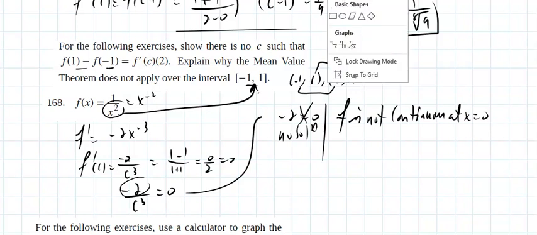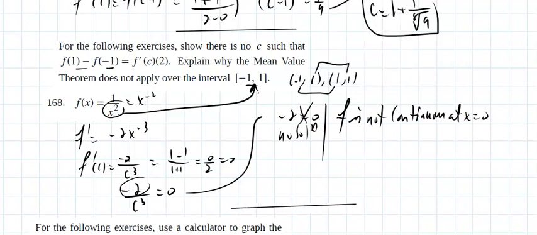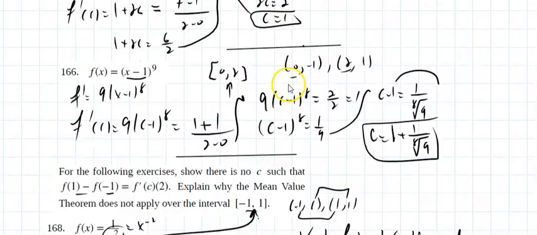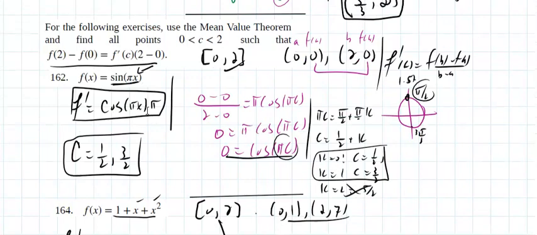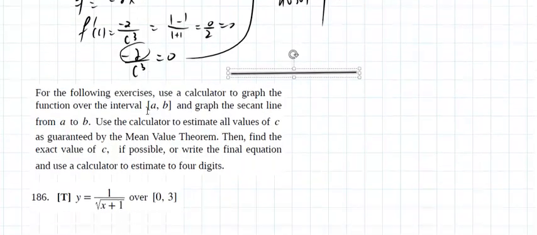So you can't just look at a problem and jump and say, oh, it's going to work. Well, there are two requirements: f must be continuous on the closed interval and differentiable on the open interval. And that didn't happen here.